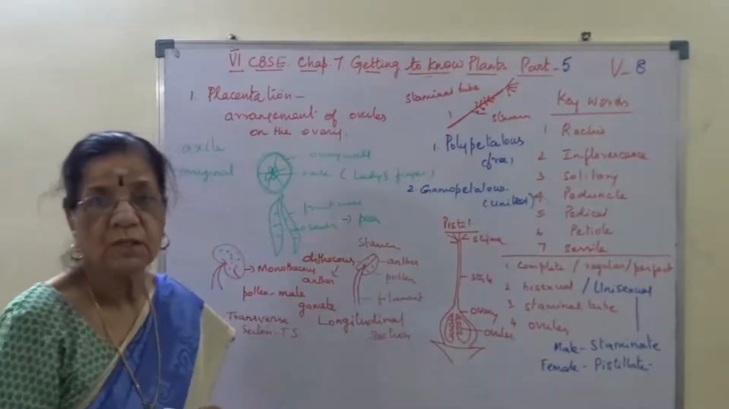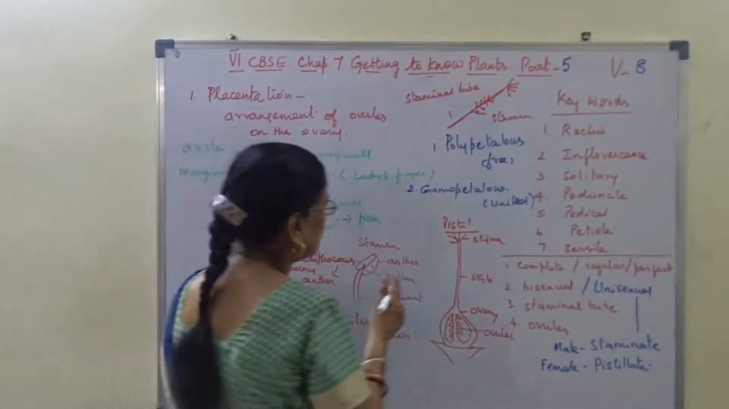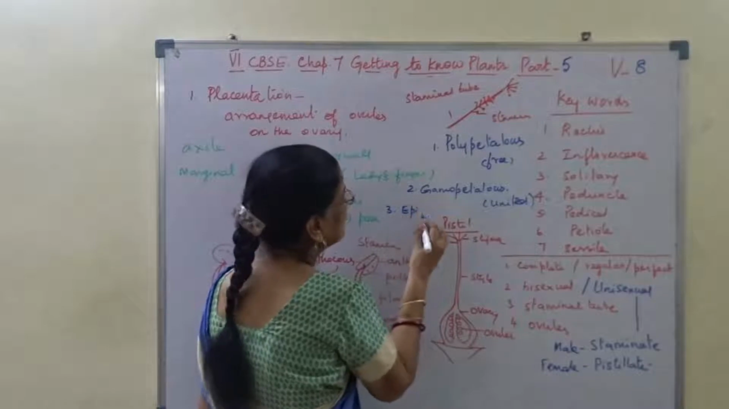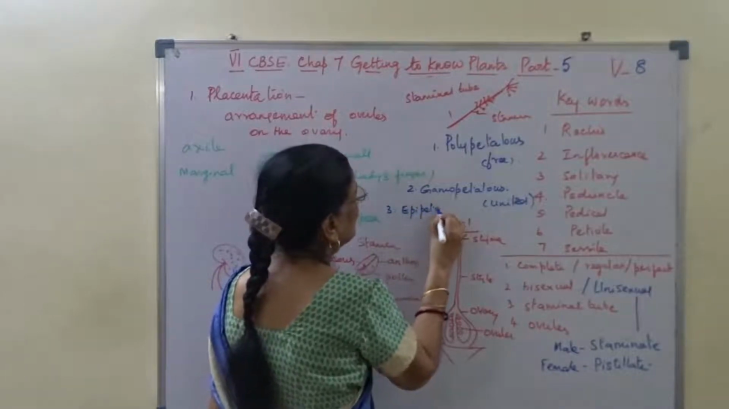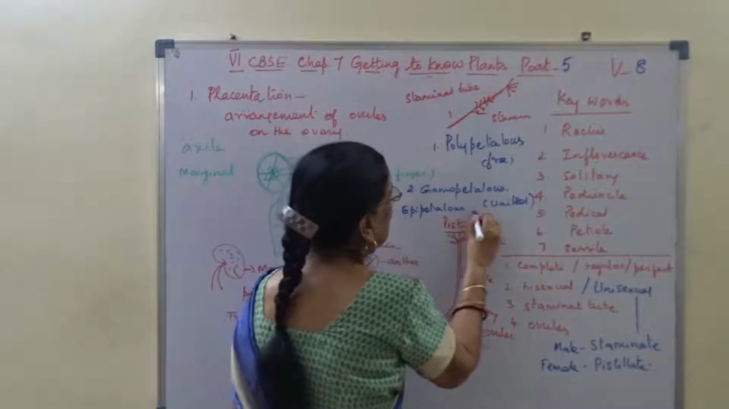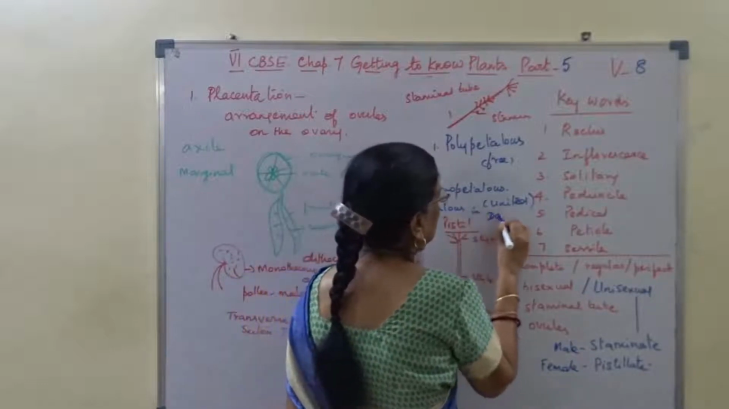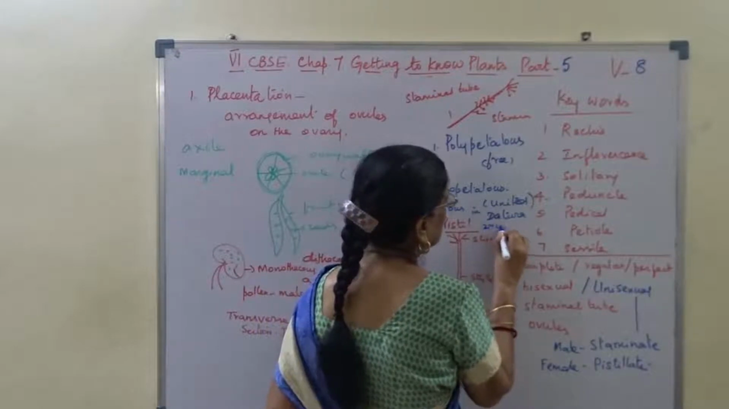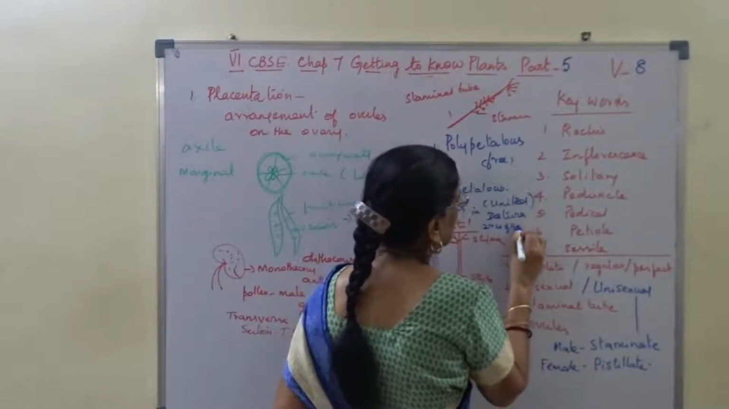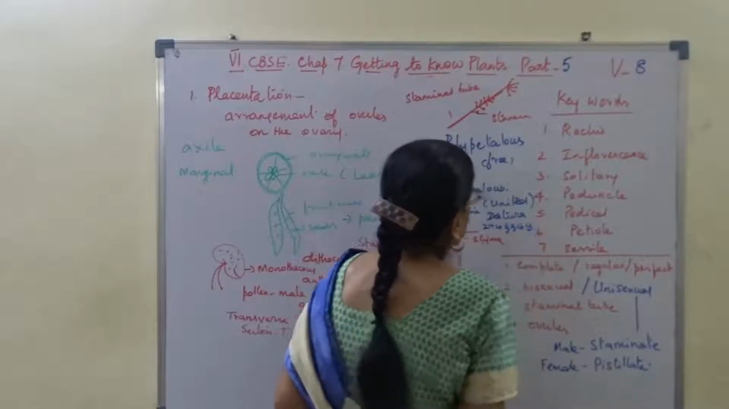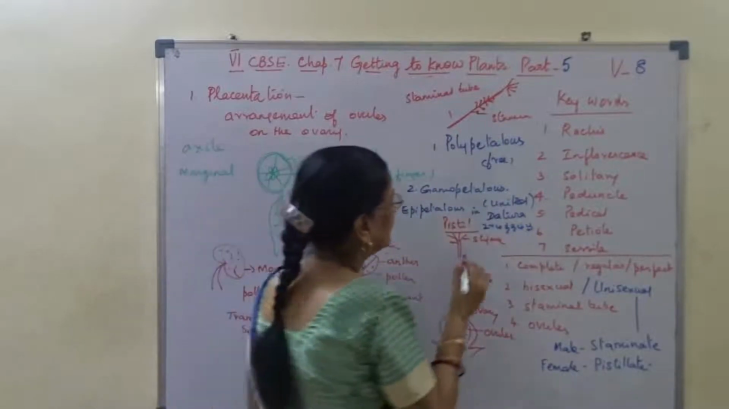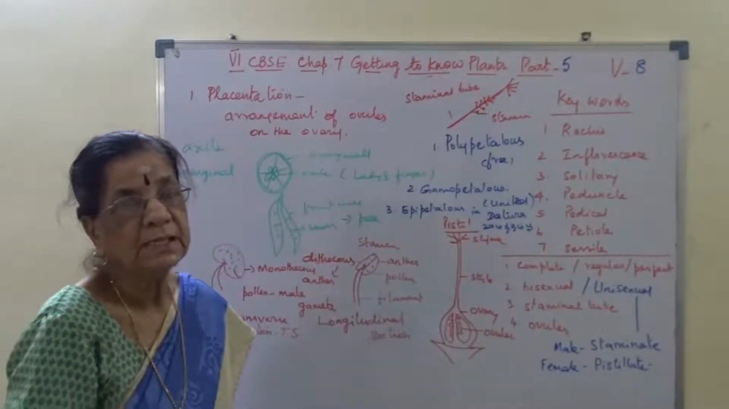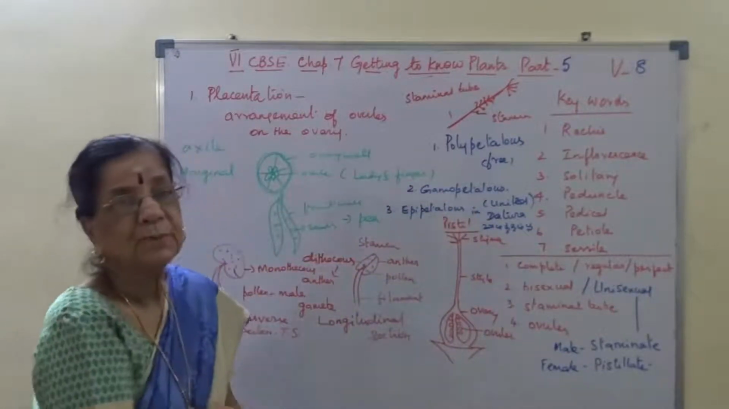In Datura, stamens are attached to the petals. That is called epipetalous. Datura, Tamil name Umatthambu. I hope you understand. So again we learn three terms: polypetalous, gamopetalous, and epipetalous.